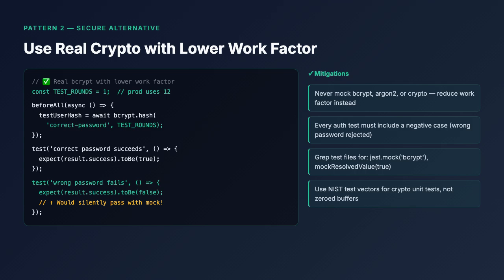Every auth test must include a negative case where the wrong password is rejected. Grep your test files for jest.mock bcrypt and mockResolvedValue true. And use NIST test vectors for cryptographic unit tests rather than zeroed buffers or hard-coded values.